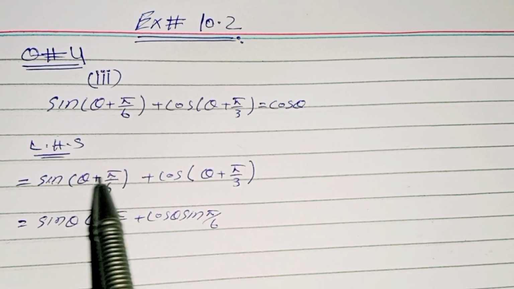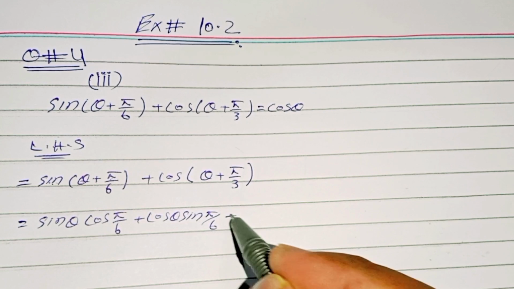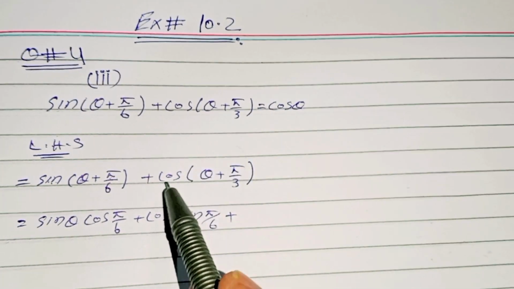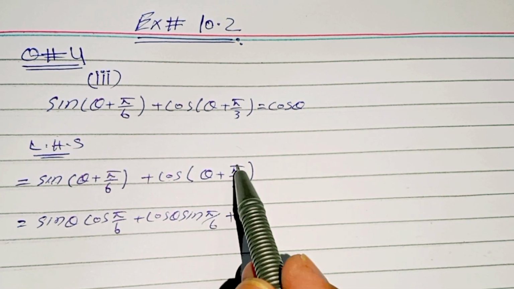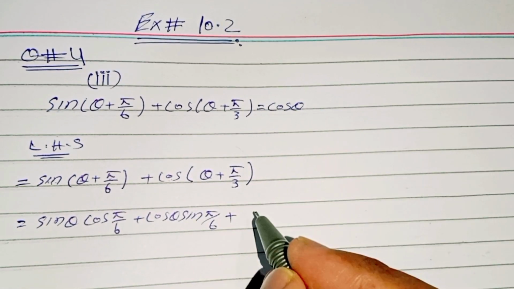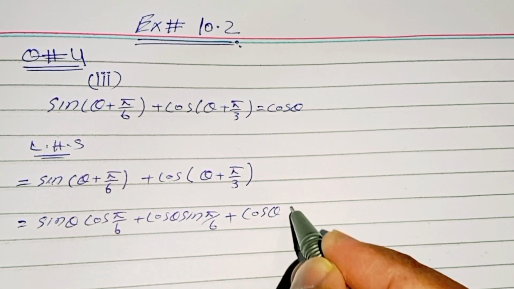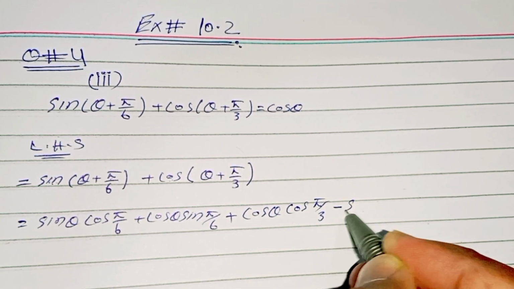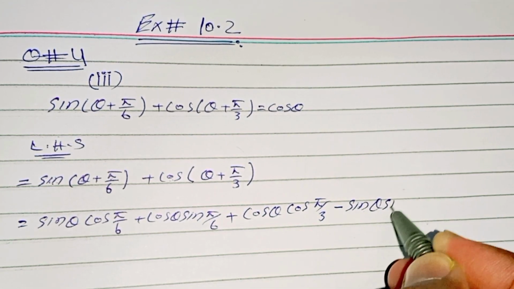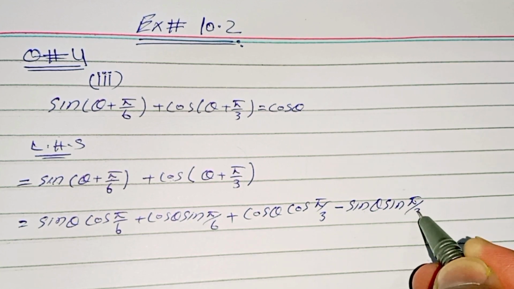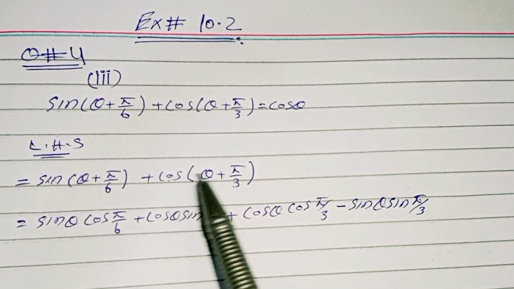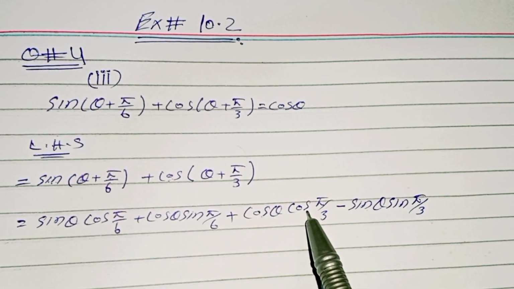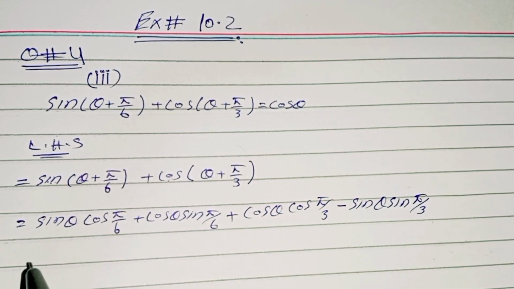Sin alpha cos beta, cos alpha sin beta, plus here we use the formula for cos of theta + pi/3, cos of alpha + beta. We have cos theta cos pi/3 minus sin theta sin pi/3. Cos of alpha + beta is equal to cos alpha cos beta minus sin alpha sin beta.